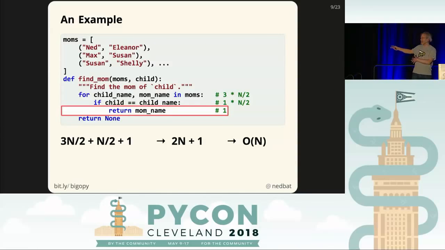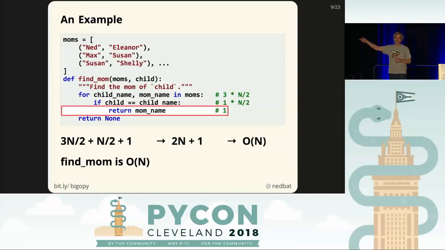Right? So we've just determined that the asymptotic complexity of findMom is O of n. And the way people say that in the real world in a cubicle is findMom is O of n, or findMom is linear. FindMom is O of n.